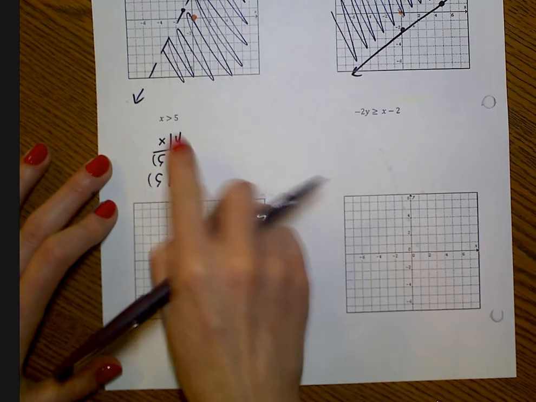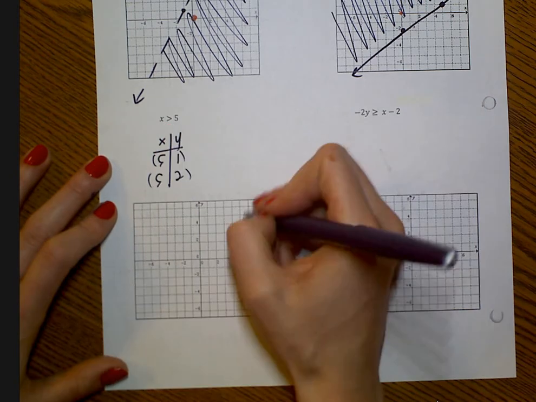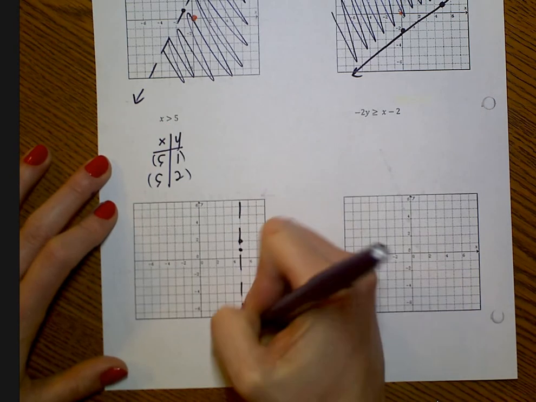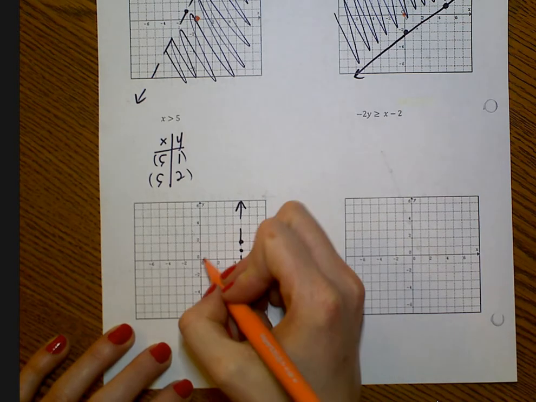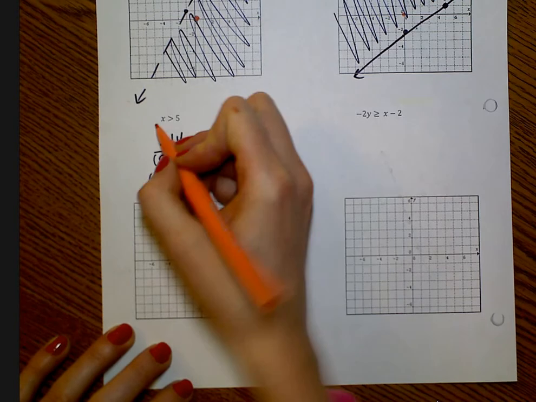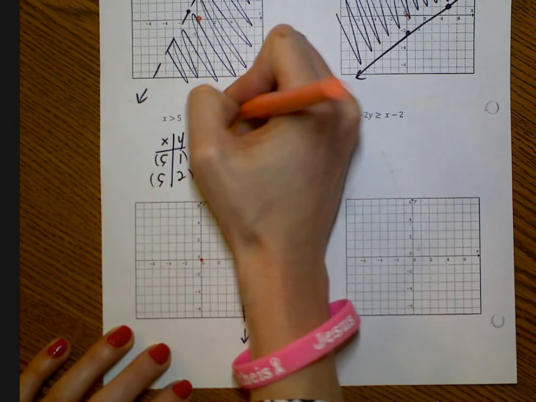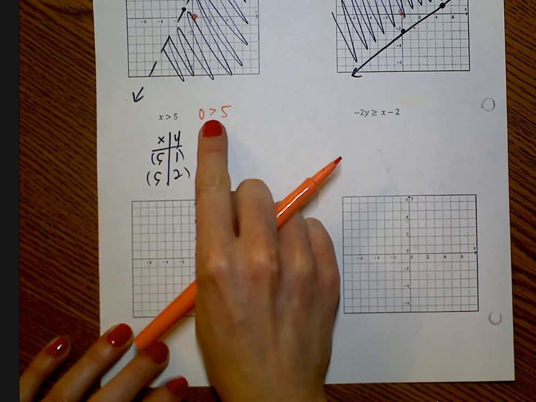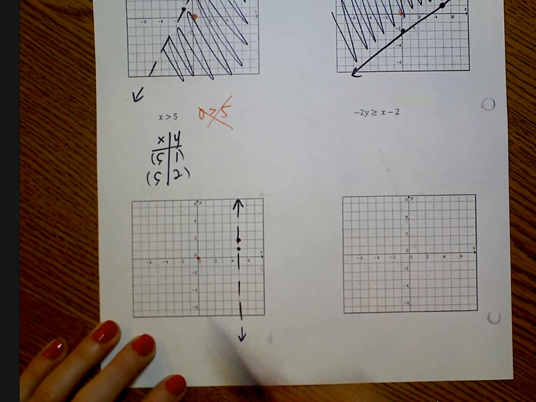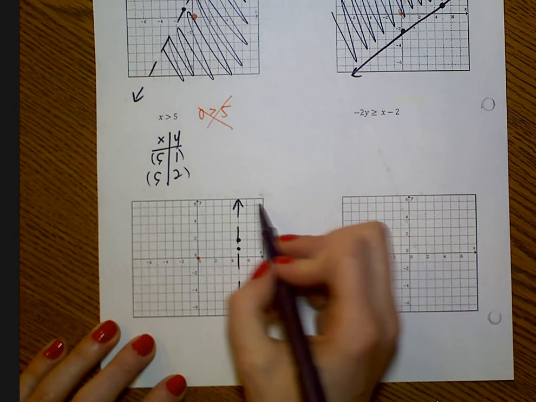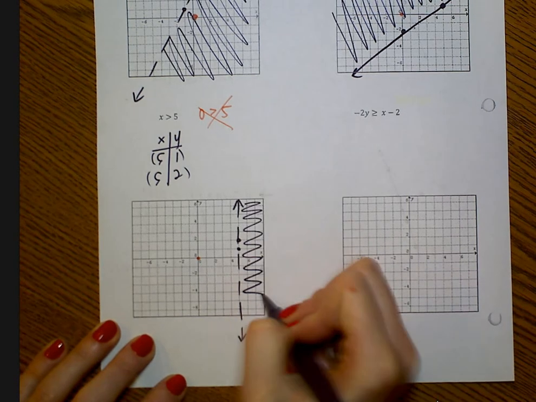It does not have the solid line underneath the sign, so therefore it's dashed. And, ooh, that trick, there is no above or below. So I don't know which way to shade, and that's where testing a point really comes in handy. So I'm going to plug in 0 for x. 0 is not bigger than 5. So I don't want to shade where 0, 0 is. I don't want to shade to the left. I want to shade the other way. That's where all the answers exist.